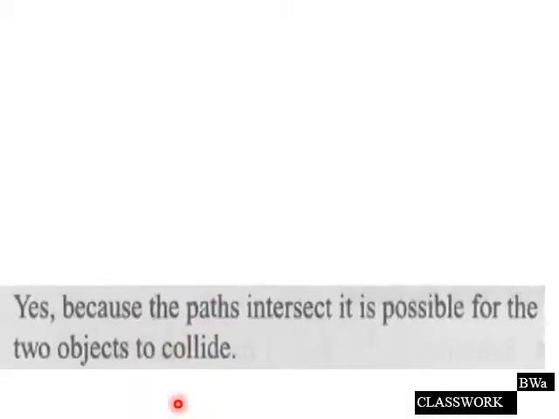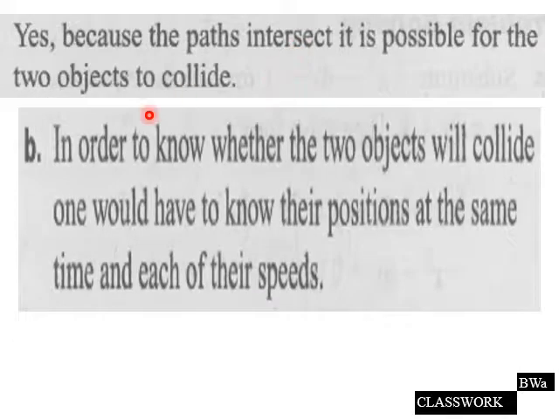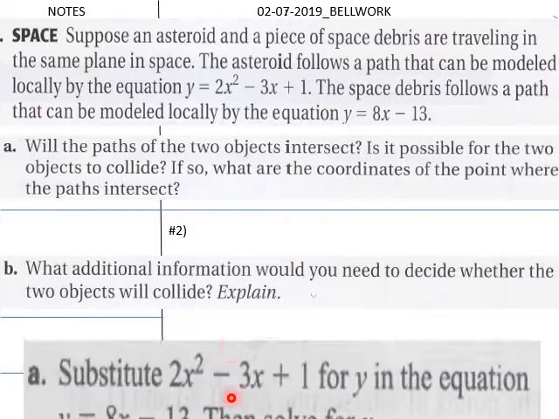Okay, welcome back. Here are the solutions for your bell work. Yes, because the paths intersect, it's possible for the two objects to collide. In order to know whether the two objects will collide, one would have to know their positions at the same time and each of their speeds. And are we going to provide that?